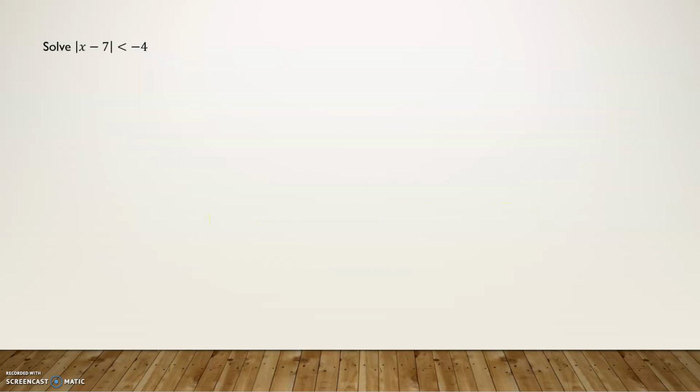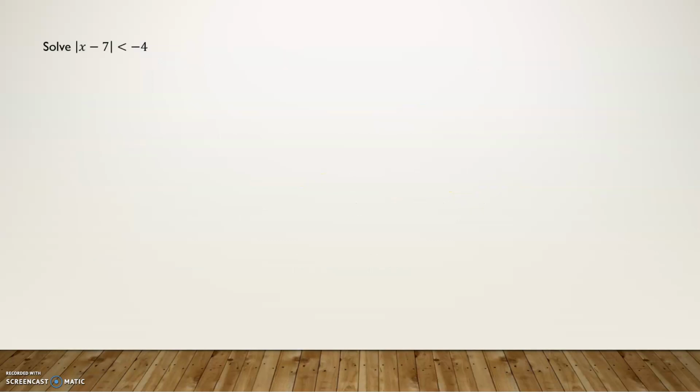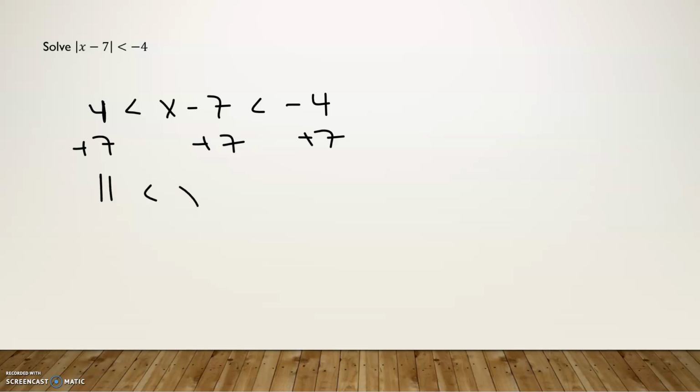we've got a less than, and a less than symbol would be this top one right here. Okay, so I need a negative k and a positive k. So I need a negative 4, so positive 4, less than x minus 7, and a negative 4 over here. So I'm going to add 7 to everybody. So we're going to get 11 and this is going to be 3.